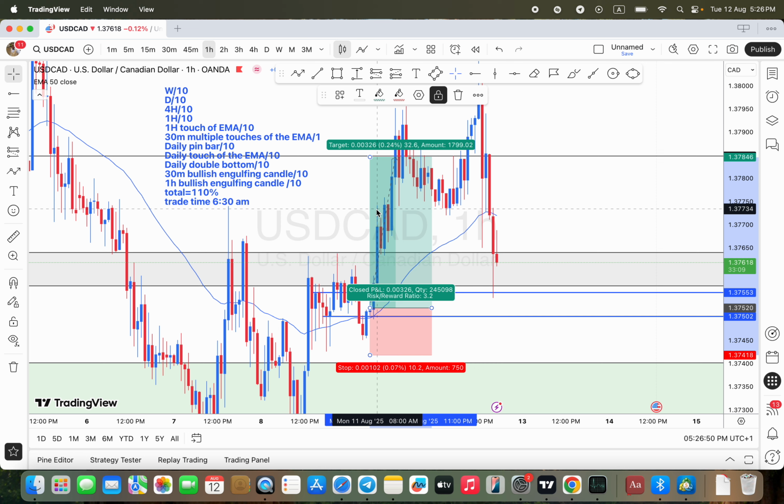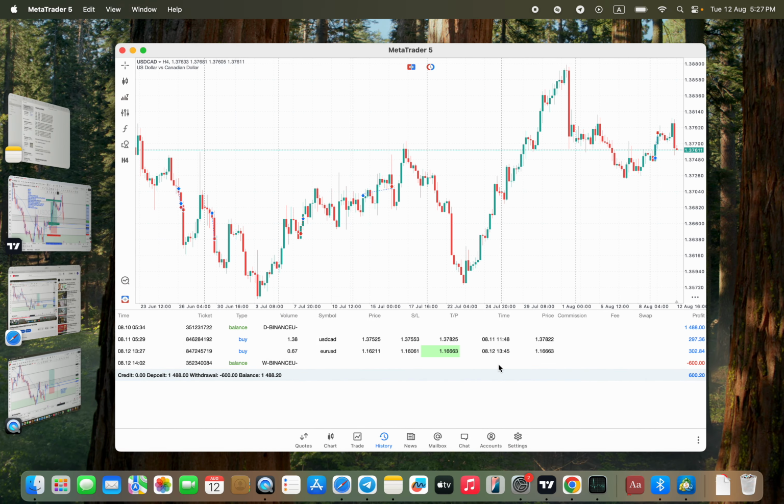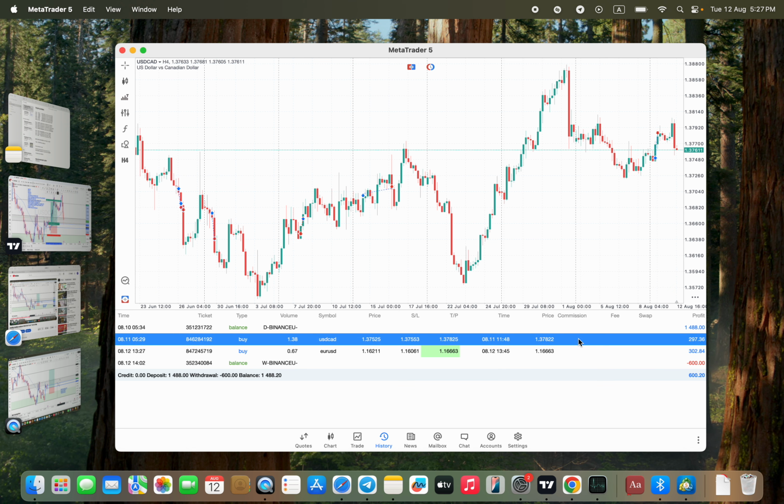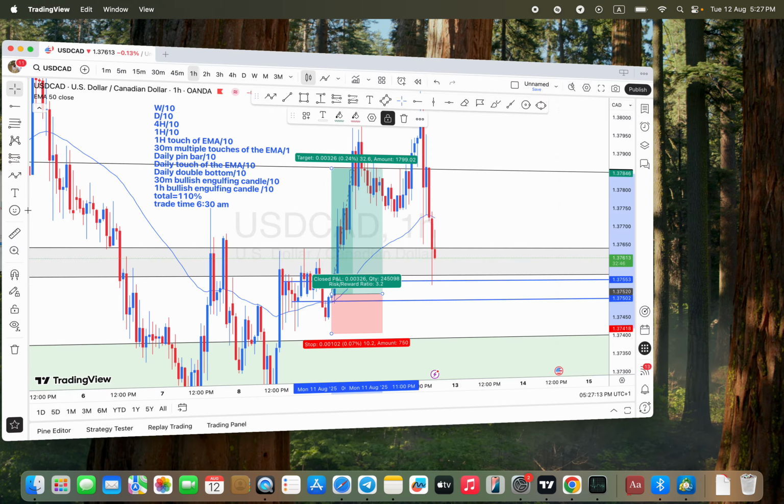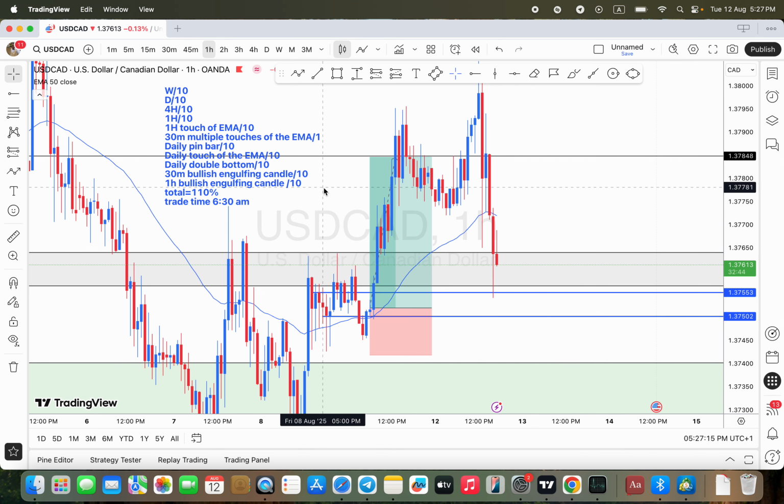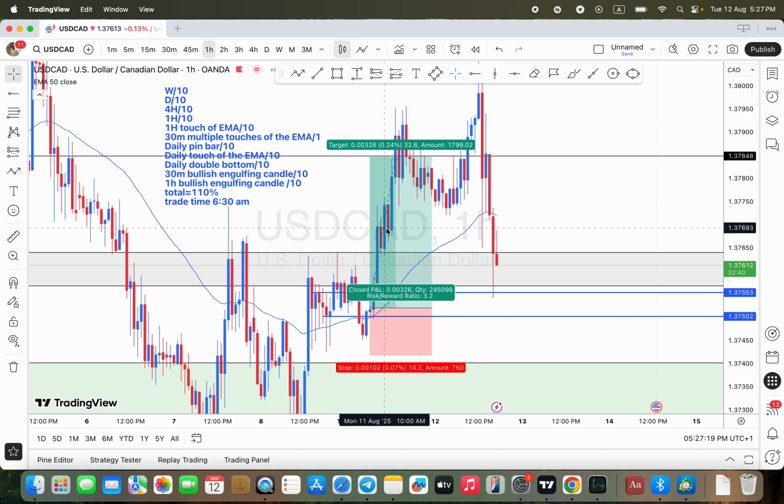And immediately price started moving in my favor, pushed to the upside, just like that. And I ended up closing with 1:3. I'm going to show the result. This is the first trade. This is right here. 1:3. I closed 1:3 right there. As you can see, that was the first trade, and that was our confluences, and that's how the trade played out.